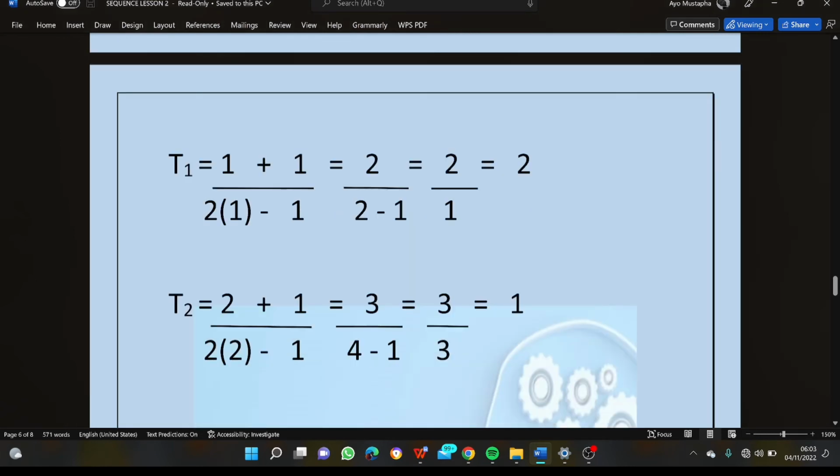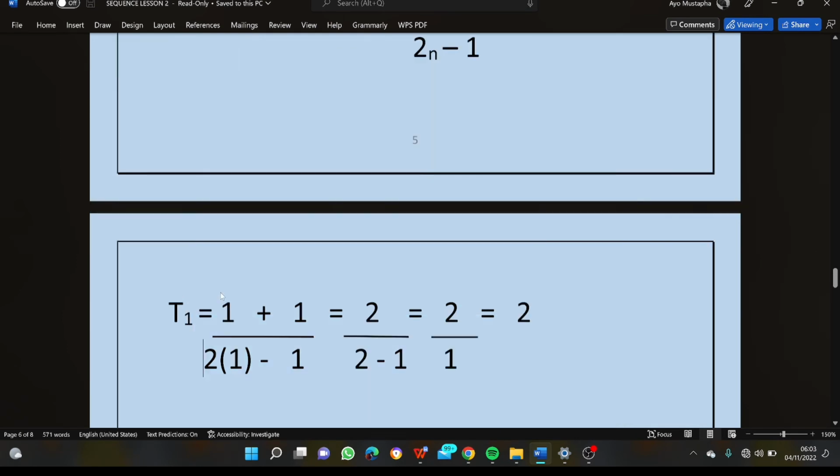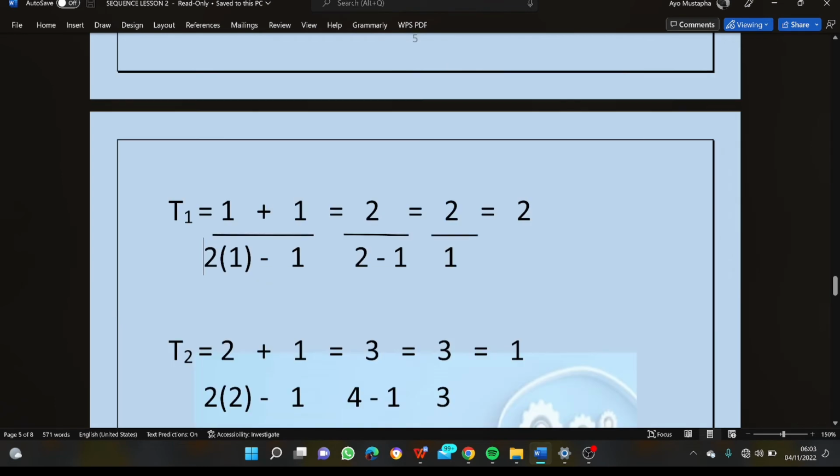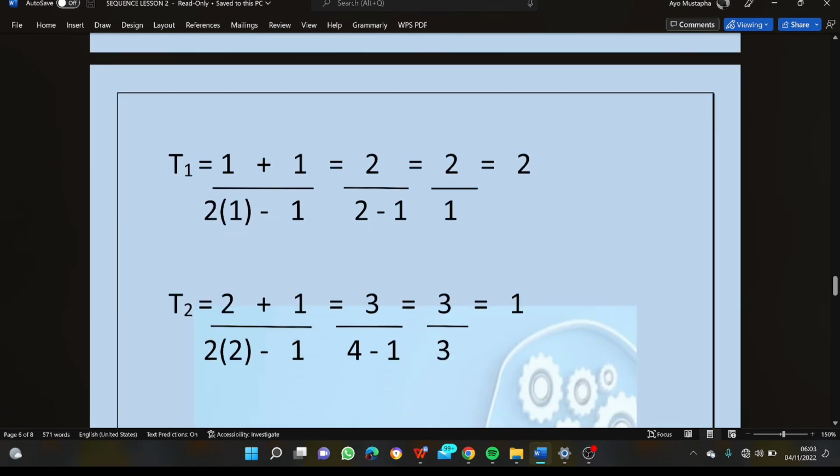So we have our T1, then our T2. So the formula says n. Let's not forget this T2 we are solving for now. So our n equals 2. So we have 2 plus 1. Then we have 2 into bracket n minus 1 according to the formula. So we have 2 and our n is 2 minus 1. So we have 2 multiplied by 2 is 4. So we have 4 minus 1 equals 3. Then we have 3 over 3 equals 1.